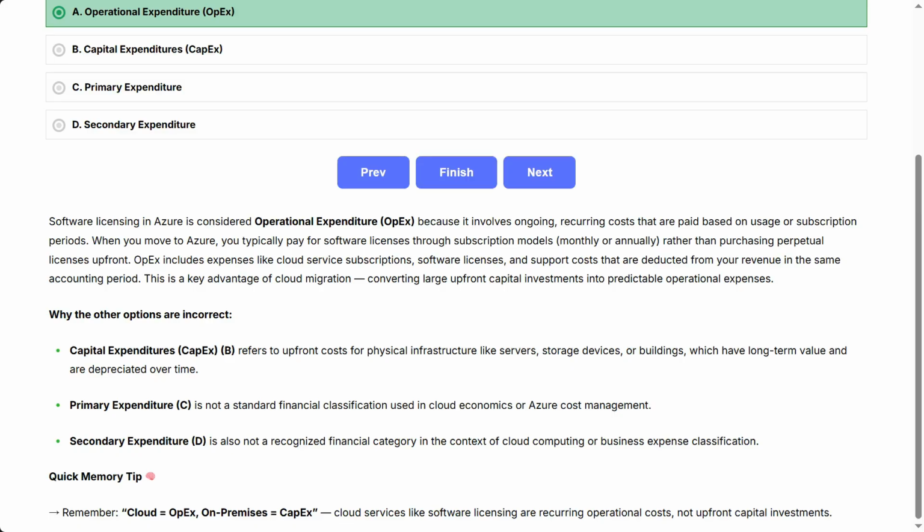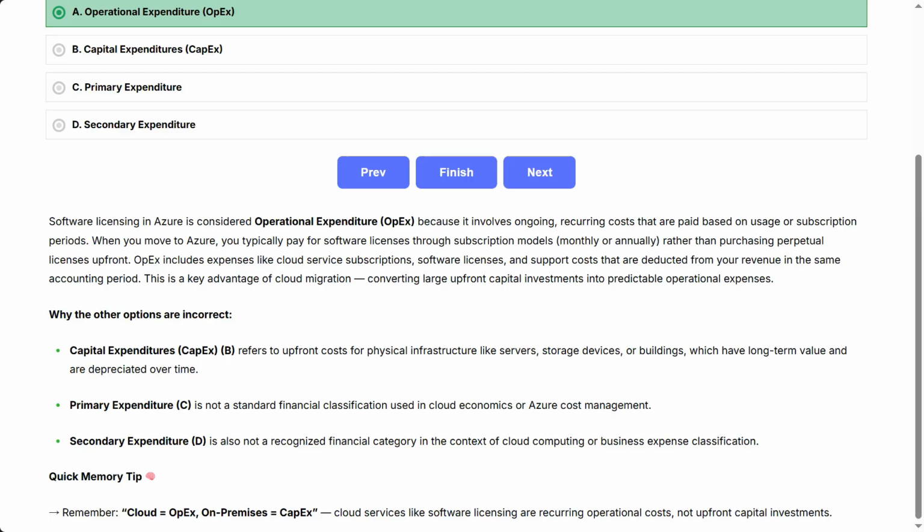Why the other options are incorrect. Capital expenditures, CapEx, B, refers to upfront costs for physical infrastructure like servers, storage devices, or buildings, which have long-term value and are depreciated over time. Primary expenditure, C, is not a standard financial classification used in cloud economics or Azure cost management. Secondary expenditure, D, is also not a recognized financial category in the context of cloud computing or business expense classification.